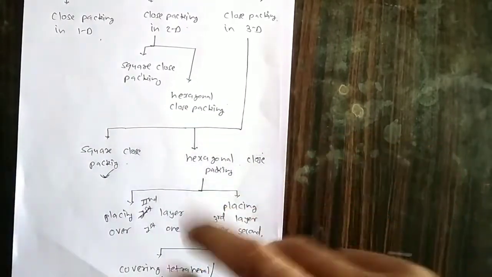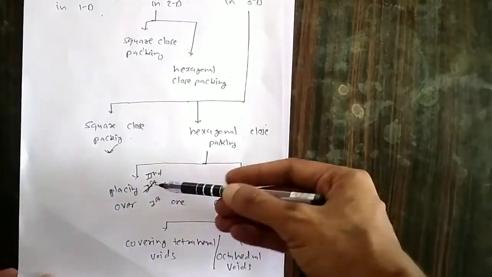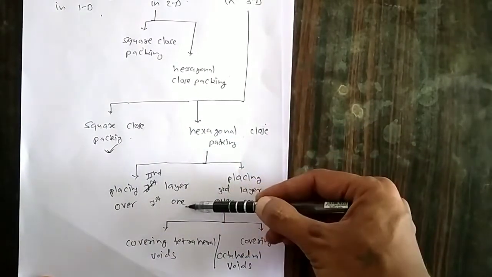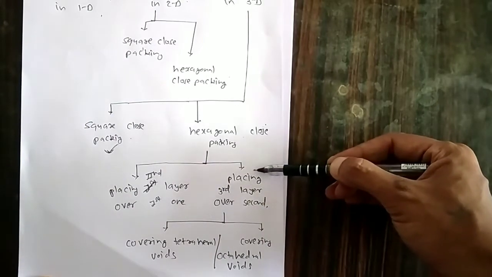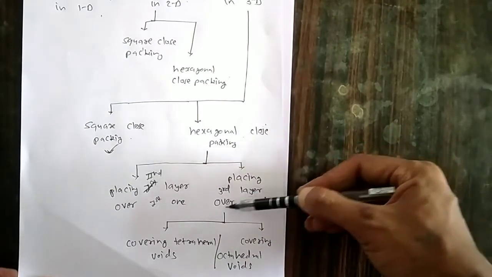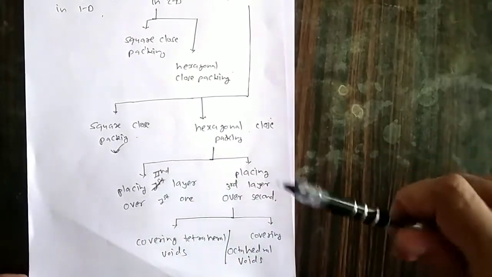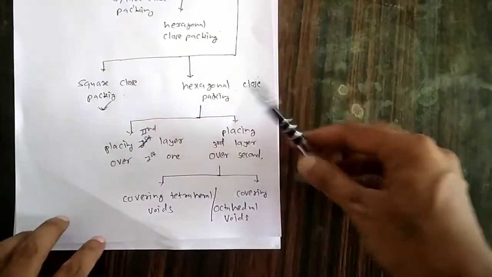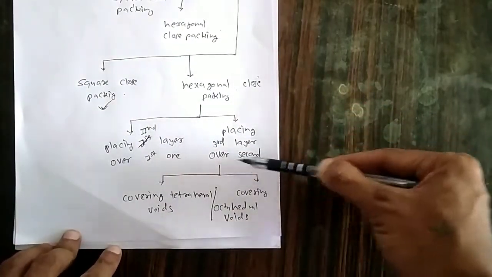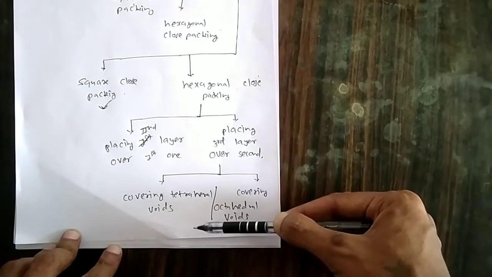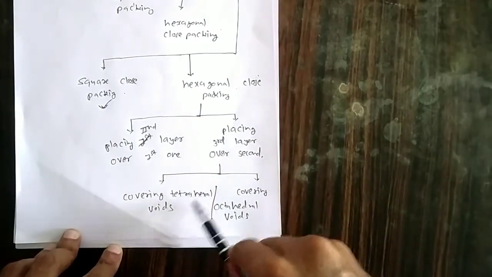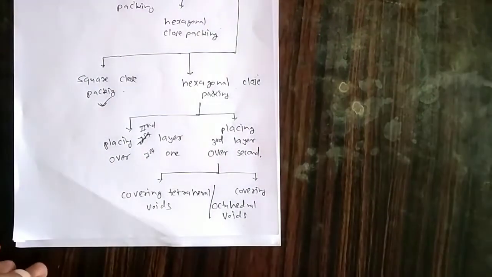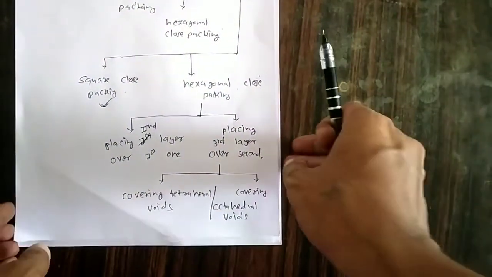Now it has 2 subtypes here. The first one is placing the second layer over the first one, and the second one is placing the third layer over the second. What do we mean by that? We are going to discuss that here. Placing the third layer over the second has 2 subtypes: covering tetrahedral voids and covering octahedral voids. What do we mean by octahedral and tetrahedral voids? That we are going to discuss.